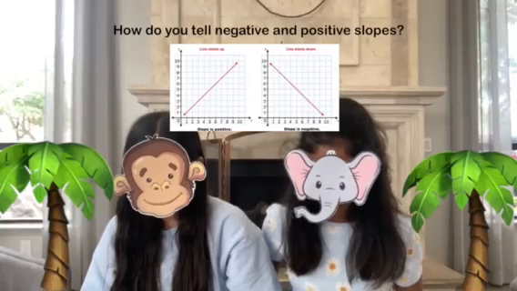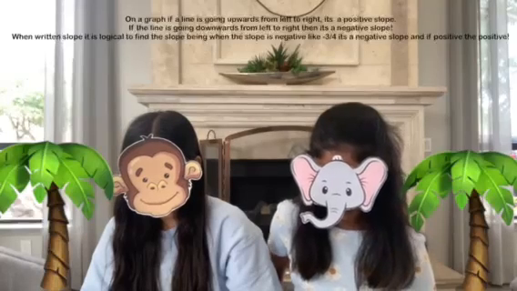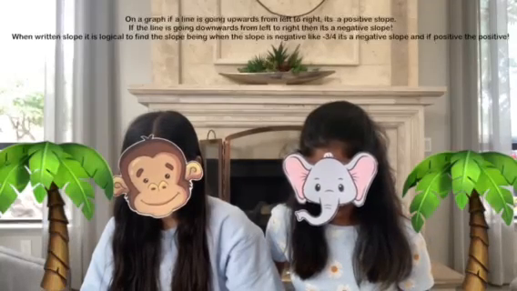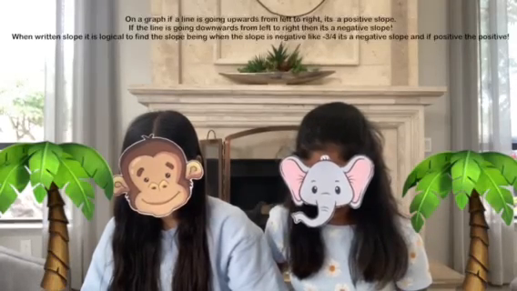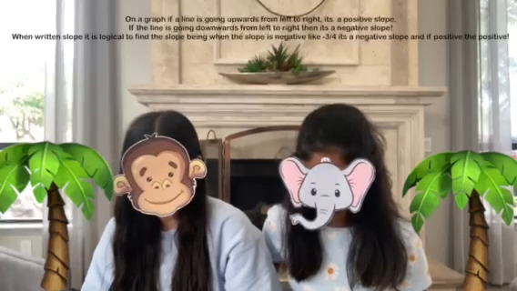How do you tell negative and positive slopes? On a graph, if a line is going upwards from left to right, it's a positive slope. If the line is going downwards from left to right, then it's a negative slope. When given a written slope, it is easy to tell: when the slope is negative, like -3 over 4, it's a negative slope, and if positive, then positive.